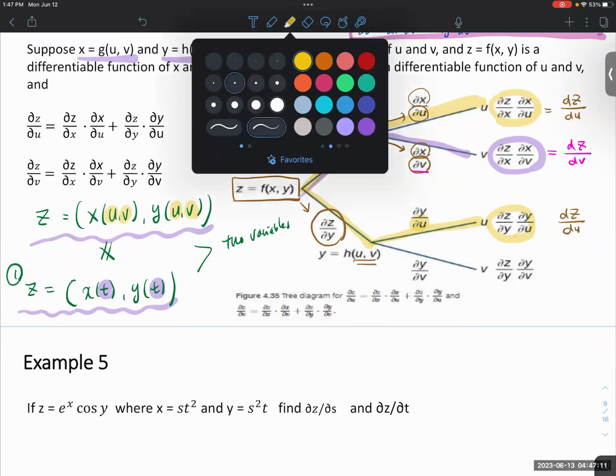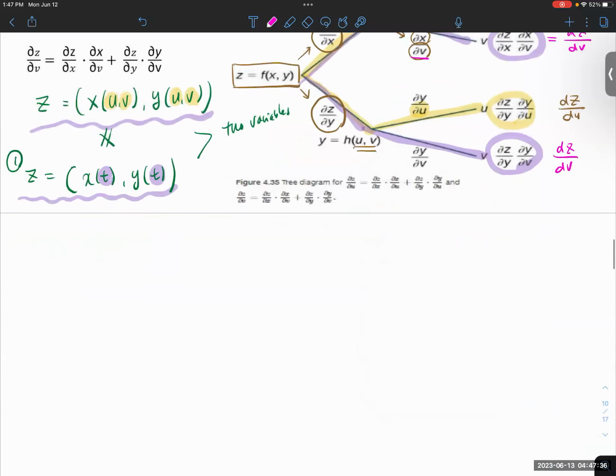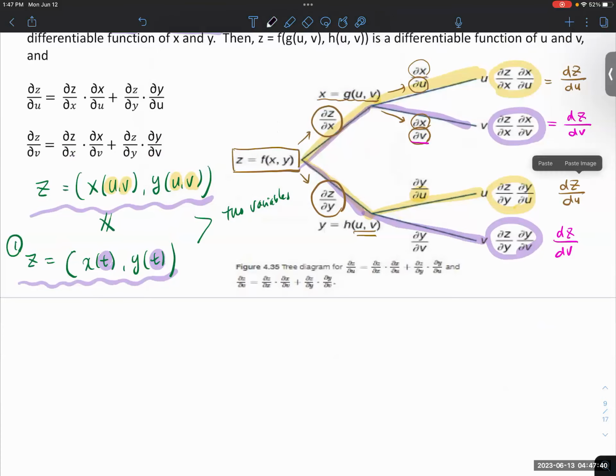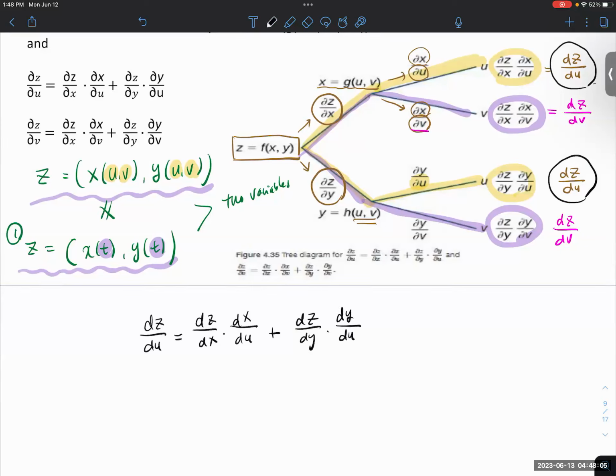Last one, you're going to go to v, and this is going to be dz over dv. So what happened is, the two variables, we just talked about it. I'm going to write it here. So here, you're adding the yellow together. So the yellow, this is a u family. So dz over du, dz over dx times dx over du, plus dz over dy, the yellow, times dy over du. You are actually reaching out to the u variable at the end. So this is dz over du.